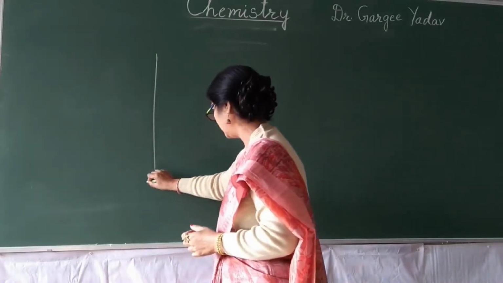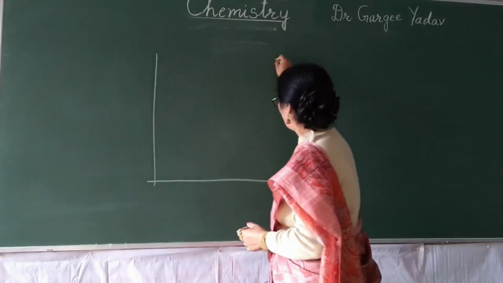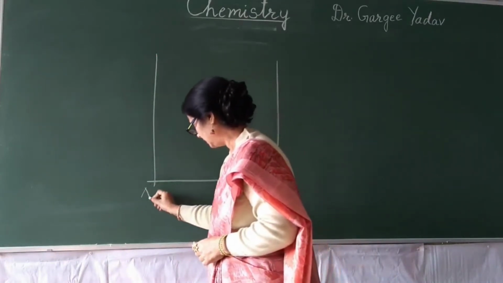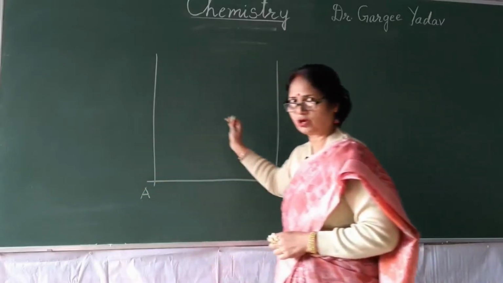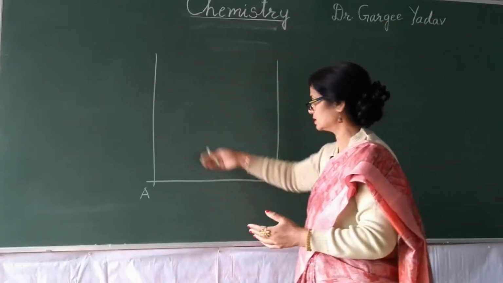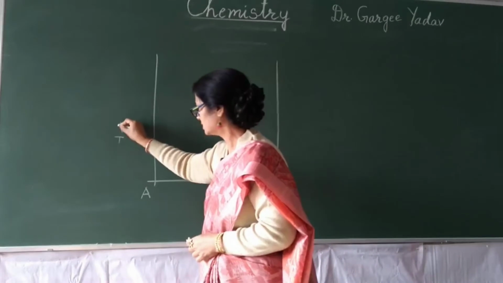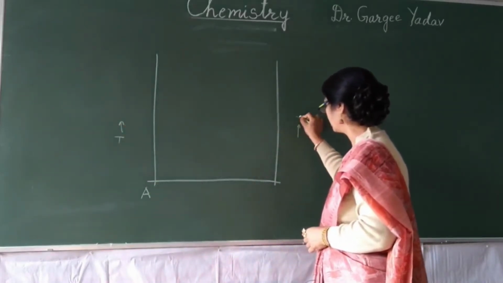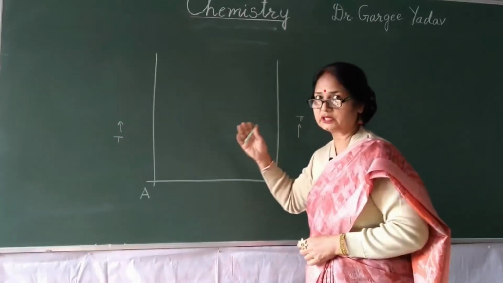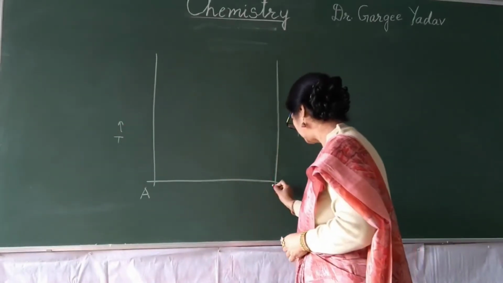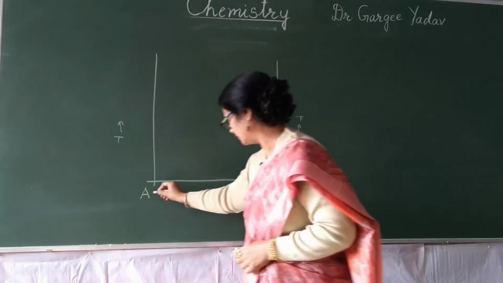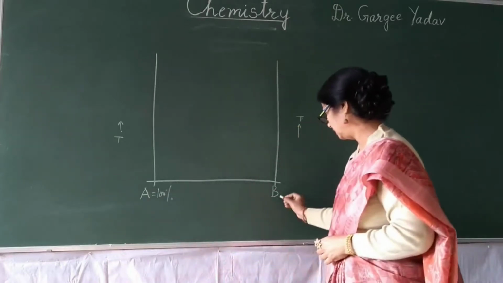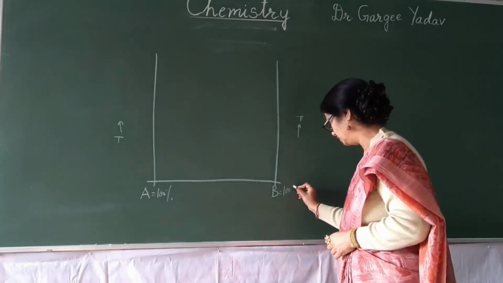Let there be two components, component A and component B. You are already familiar with all these graphs. This is the temperature axis, and this is again the temperature axis for component B, where we will depict the freezing point of the pure component. Here we have the pure component A, 100% of A, and here we have 100% of B.